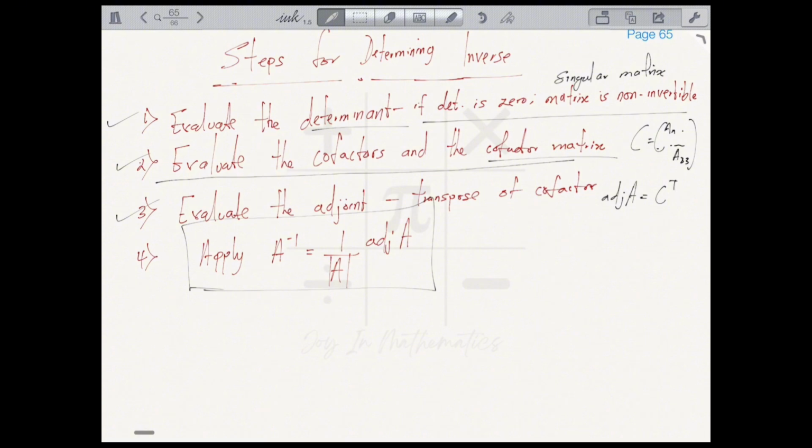So finally, on inverse of the matrix, let us look at the properties of inverse matrix.